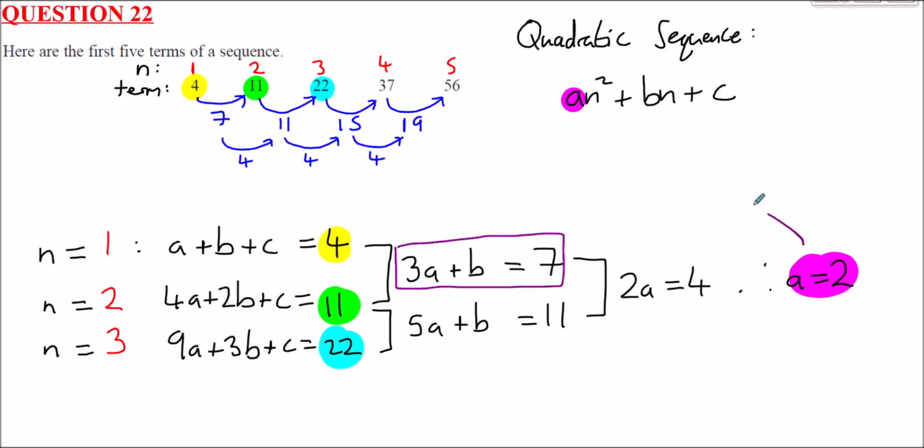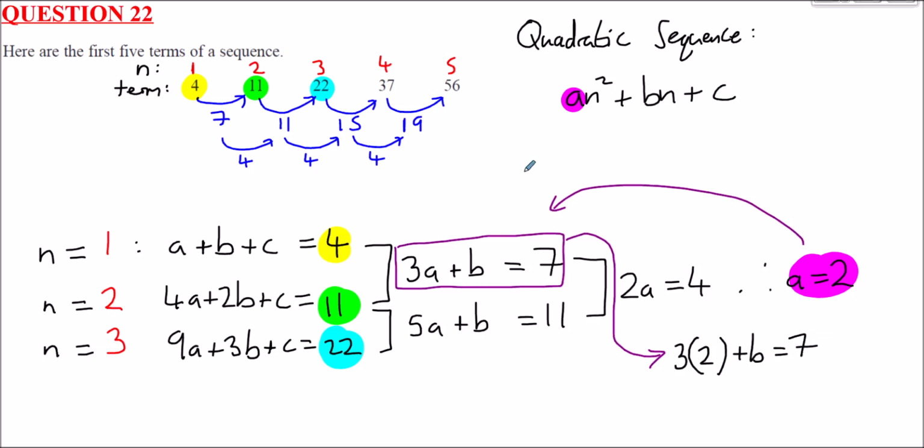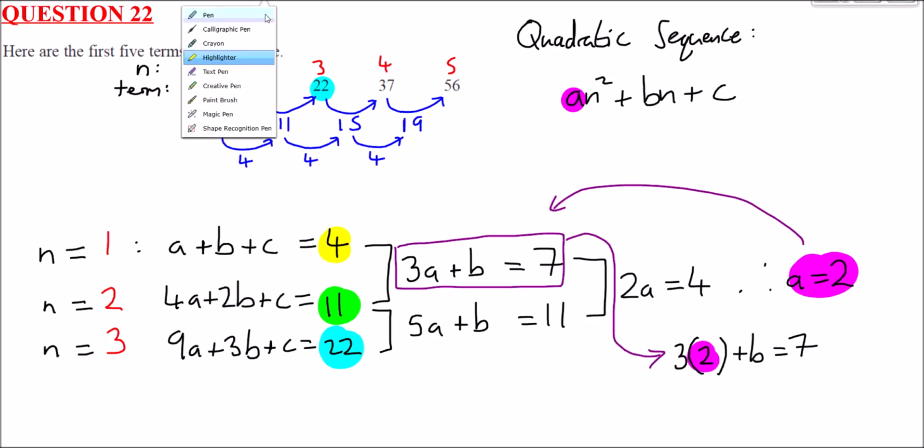So you put this back into there, and when we do that, we're going to get 3 lots of A, which in other words is going to be 3 lots of 2, because A is 2 we've worked out, plus B equals 7. So we just have to simplify this to work out what B is.